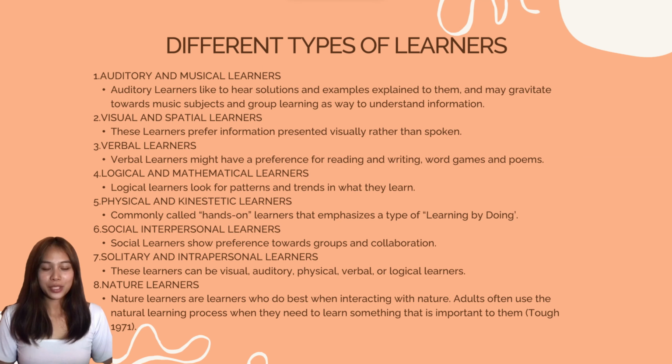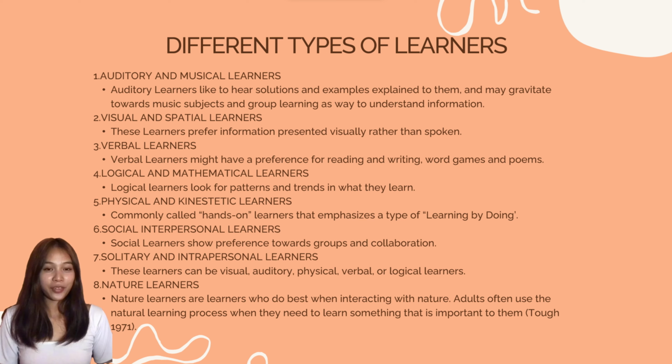So we will now proceed to the different types of learners. First, we have auditory and musical learners. Auditory learners like to hear solutions and examples explained to them and may gravitate towards music subjects and group learning as a way to understand information. They would prefer listening to a lecture over reading a textbook, or hearing the instructions for a project instead of figuring it out hands-on.